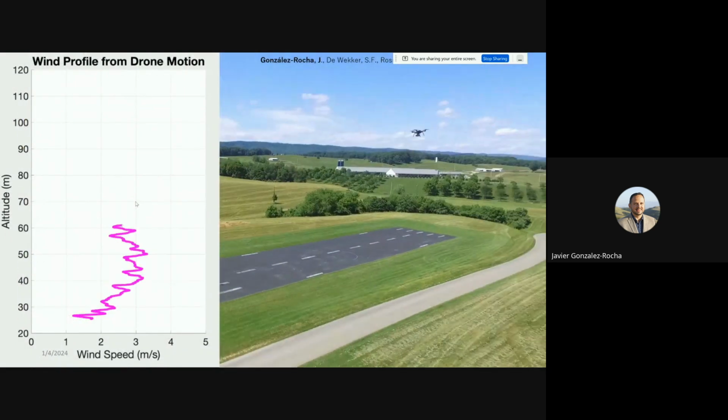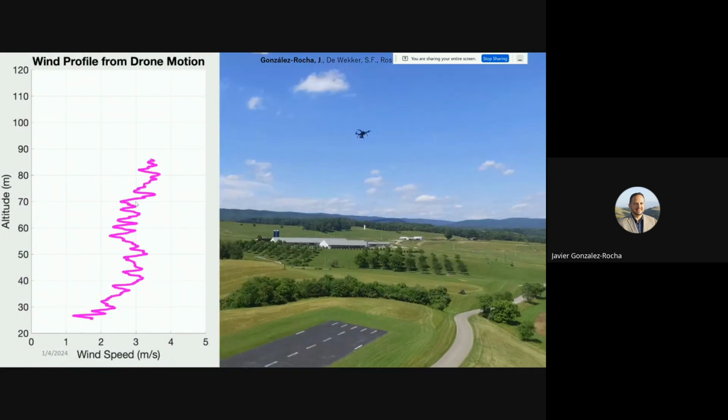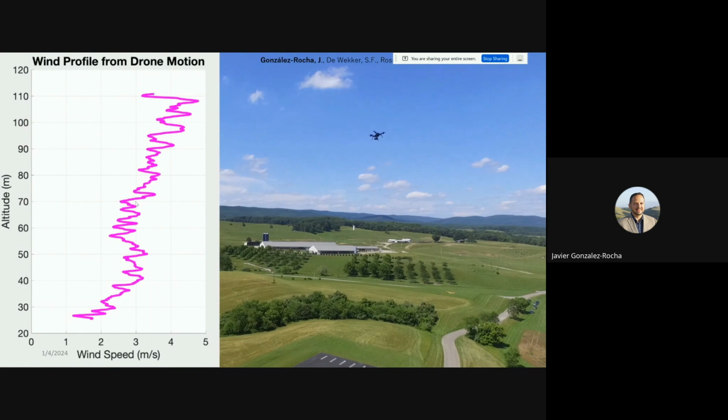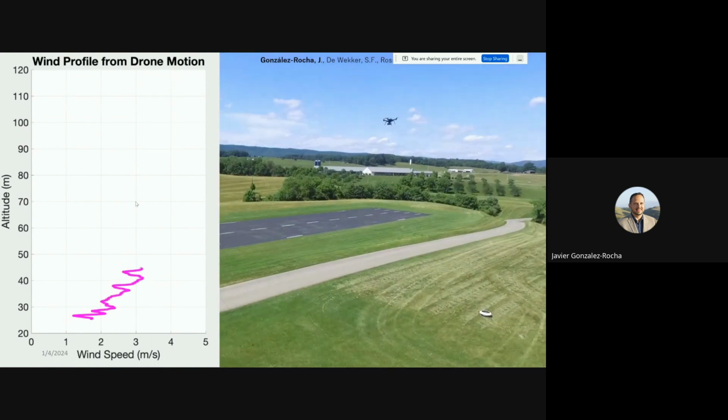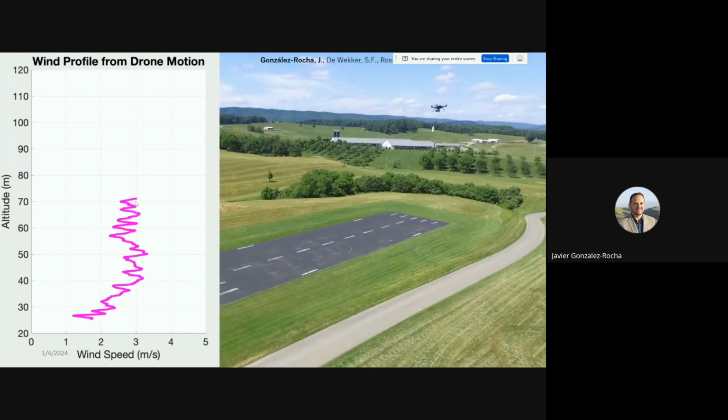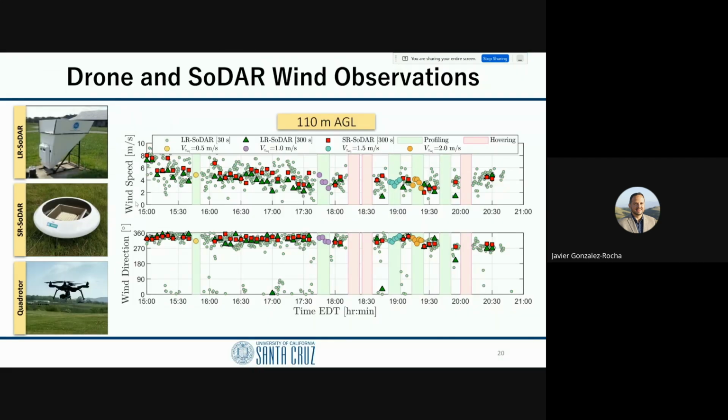This is a quick video of the experiments that were performed at Virginia Tech, and this is the measurement that we're able to get. So here are the results.